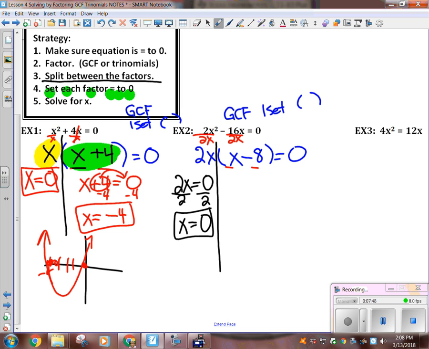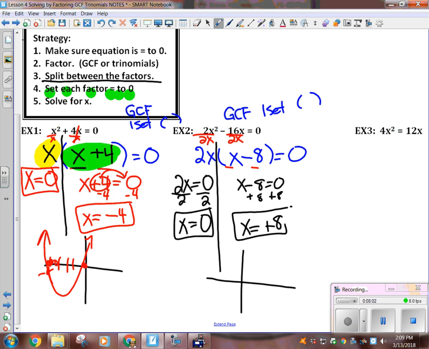What's my second answer going to be? Take what's in parentheses, pull it out. You're right. x minus 8 equals 0. Add 8 to both sides. It is positive 8. So you've kind of figured out that what you have in parentheses comes out as opposite sign. All right, so if I put this on a graph, it would be 0 and 8. That graph crosses at two places, at 0 and positive 8.